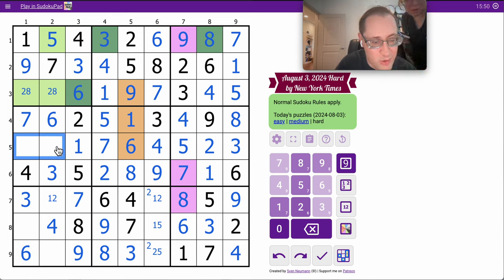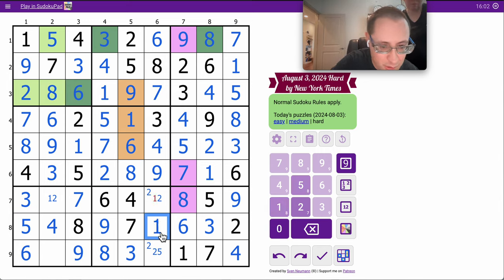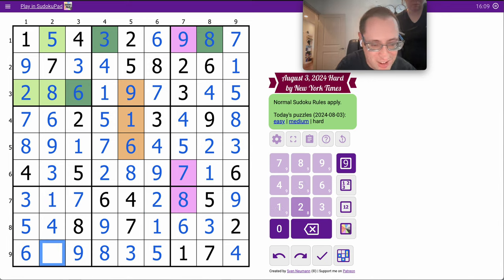Let's see, these two are 8 and 9. This one has a 9 looking at it. 8 forces 2, 8 there. That's all lovely. No, that's a hidden digit. That's a 5. 1, 2, 5 there, and now this is making a lot more sense.